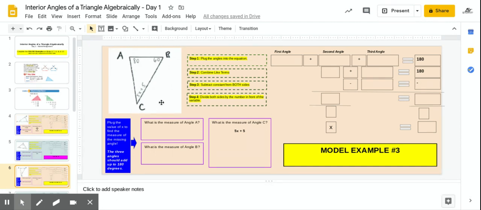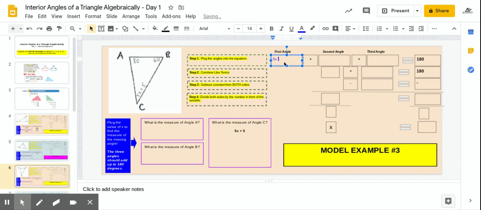In order to figure out the angle measure of C, we need to create our algebraic equation. So I'm going to type in my first angle in this first text box. My first angle is 5x plus 5. Again, I just always start with the angle that has the variable in it. Then for the second and third angle, it really does not matter what you plug in. I'm going to use 80, and then 60.